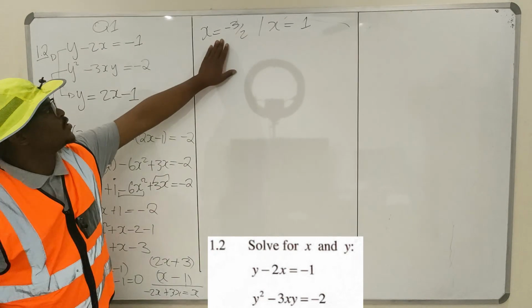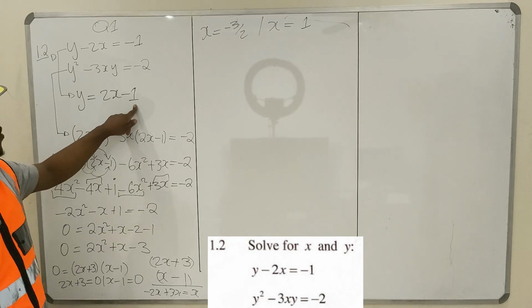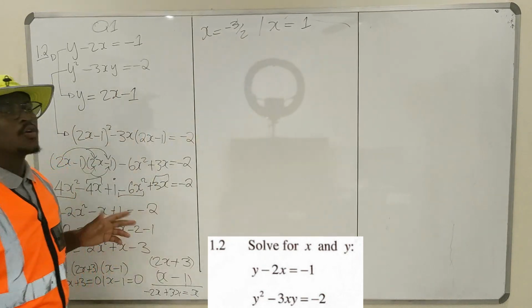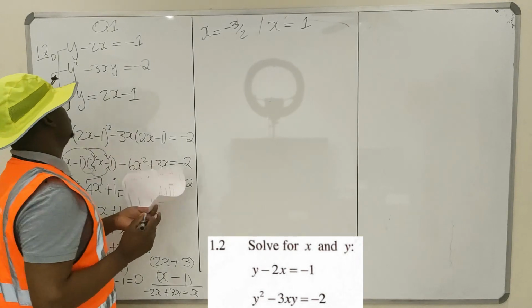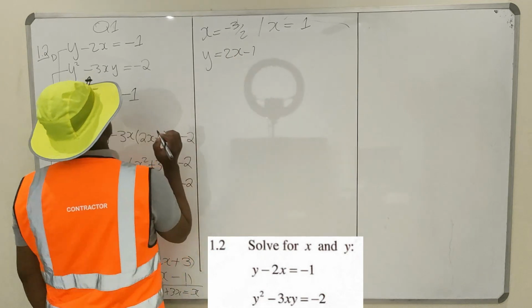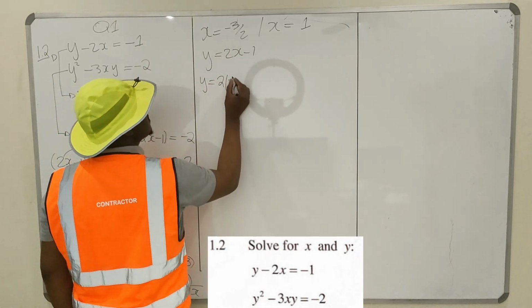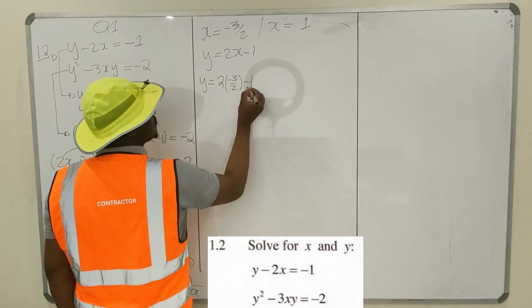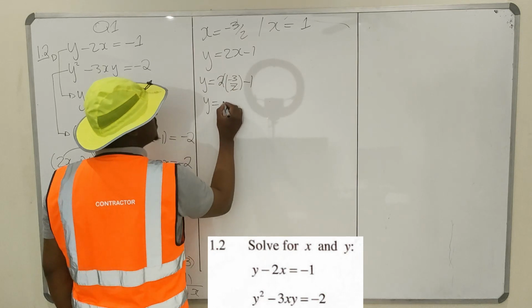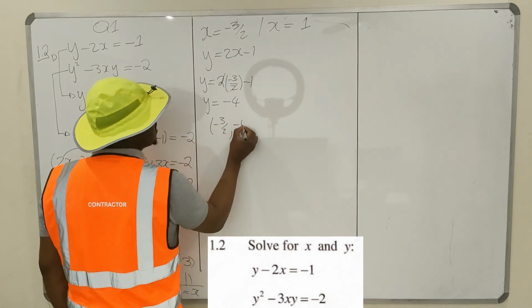Since you have the values of x, you need the values of y now. You know y is equal to 2 times x minus 1. So you can substitute the x values there to find the corresponding y values. So y is equal to 2x minus 1. Right? So y is equal to 2 times x, which is minus 3 over 2, minus 1. So y is equal to, this and that go away, minus 4. So you have minus 3 over 2 and minus 4.